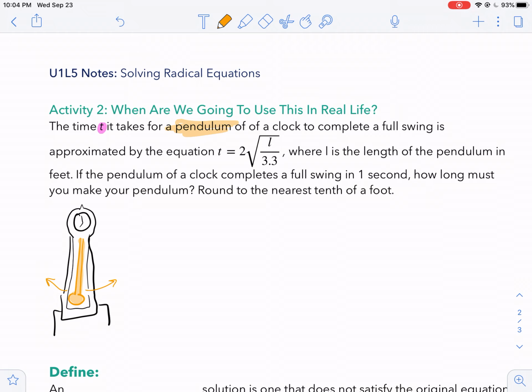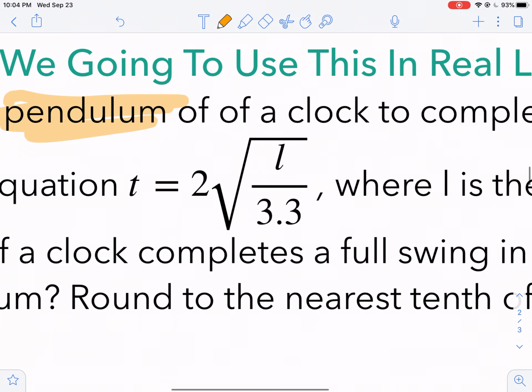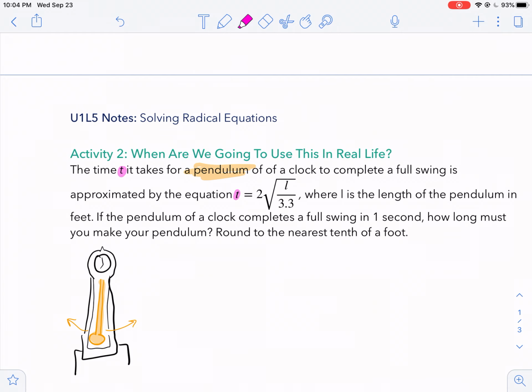Okay. So the time that it takes for a pendulum to complete a full swing is approximated by the equation T, which is the time it takes, equals 2 times the square root of L divided by 3.3, where L is the length of the pendulum in feet. Hey, our pendulum is already kind of orange, so say L is the length of the pendulum in feet. If the pendulum of a clock completes a full swing in 1 second, well, that makes sense, right? It goes back and forth every second. So that's the time it takes to complete a swing. How long must you make your pendulum?